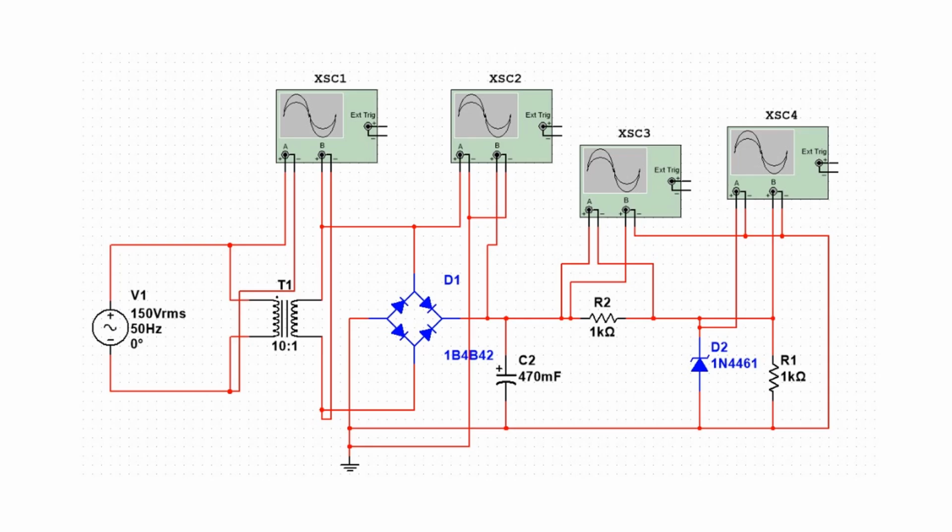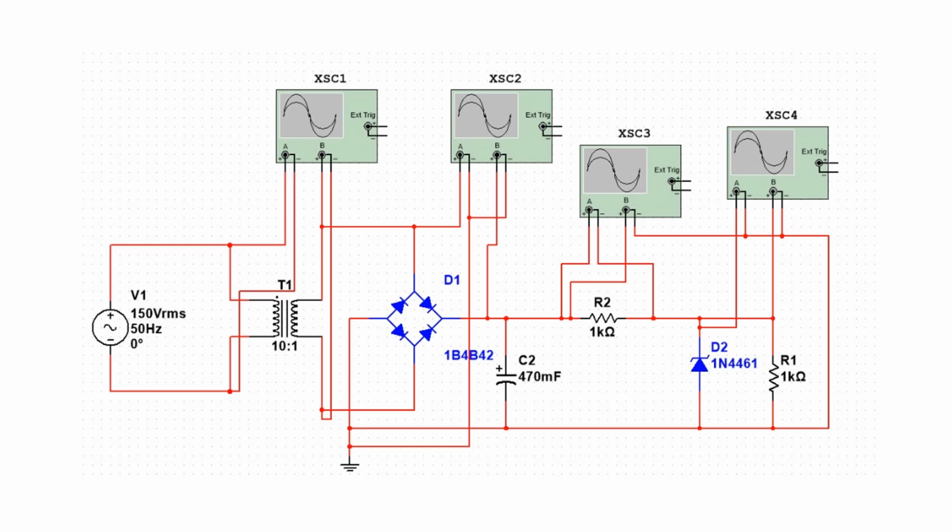The first oscilloscope with 2 channels is used to measure the voltage waveform before and after the transformer. The second 2-channel oscilloscope is connected at the rectification junction. The third 2-channel oscilloscope is connected between the resistor R2 and ground. The fourth 2-channel oscilloscope is connected at the Zener diode and the resistor R1, which act as the load in this circuit.